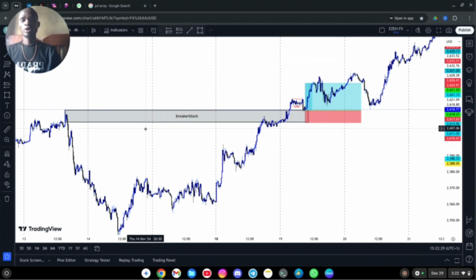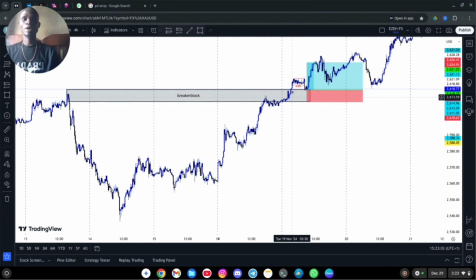So I'm going to write it down here now. A Breaker block must have an inducement. Two, it must sweep liquidity. And thirdly, a Breaker block must be in line with the trend. You don't just see a Breaker block anywhere and say it will hold because you have inducement and swept liquidity. It must be in line with the trend. Like here, this Breaker block was in line with the trend. We are now in an uptrend. Immediately it broke out. It was in line. That is what makes it valid.